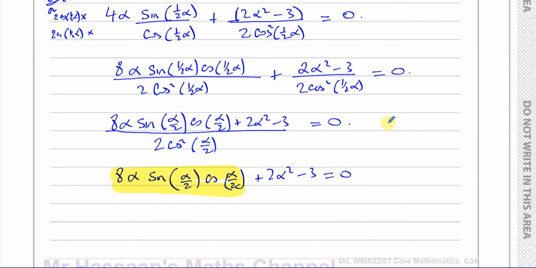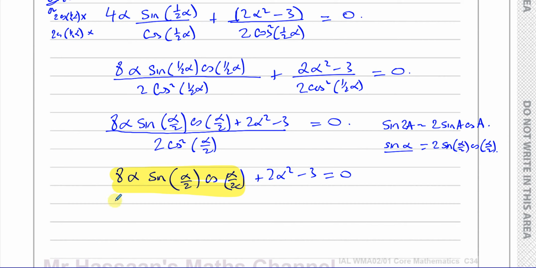Because remember, our identity is that the sine of 2a is 2 times the sine of a times the cosine of a. Now, I can write this as 2 sine alpha over 2 times cosine alpha over 2, and then this will become the sine of alpha. Because this is double those angles. So I can replace 2 sine alpha over 2 times cosine alpha over 2 with sine alpha.